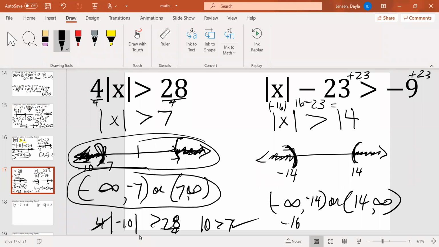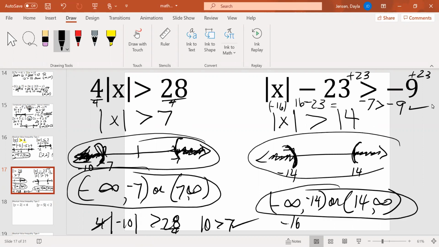Negative 7, and negative 7 is greater than negative 9. I'm just checking. So interval format looks like this. Graphical format looks like this. And the set builder notation would be x is less than negative 14 and x is greater than positive 14. So that's a different way to write it.